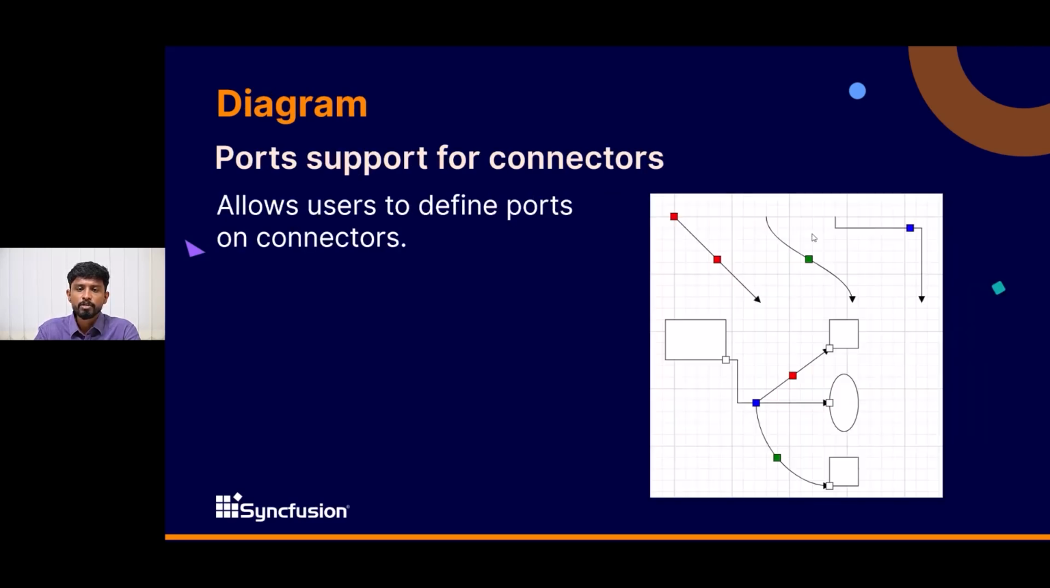Now coming to diagram. Most of the features in the Blazor diagram component are similar to the ones in the Essential JS2 components. Here we have port support for connectors. This feature allows users to define ports, that is connection points on connectors. These ports can be used to create precise connections between connectors or shapes. Also, an enhanced connector routing algorithm has been introduced in this particular release.